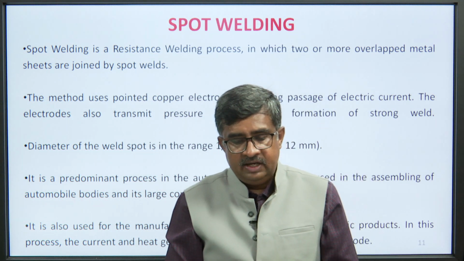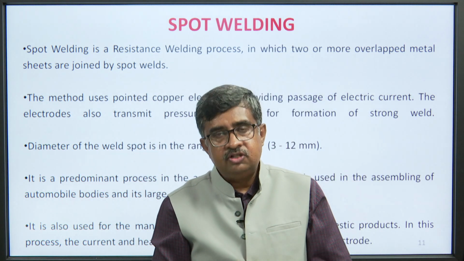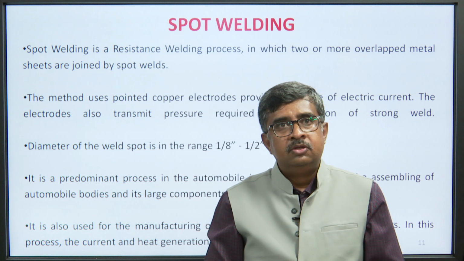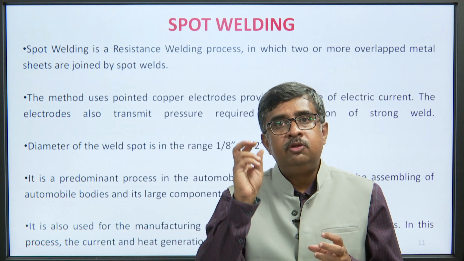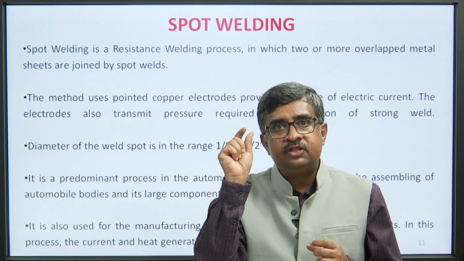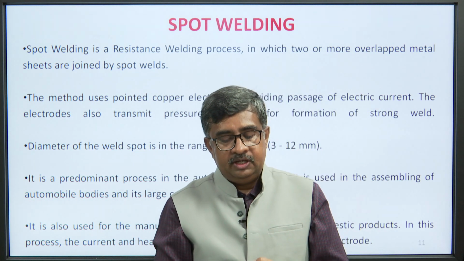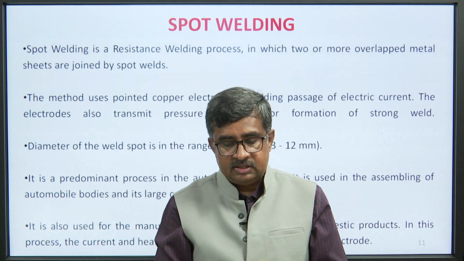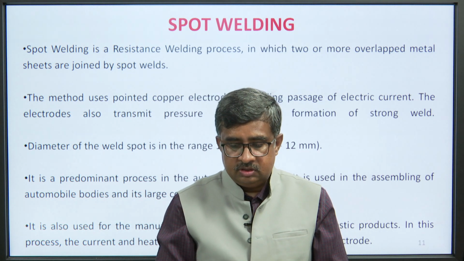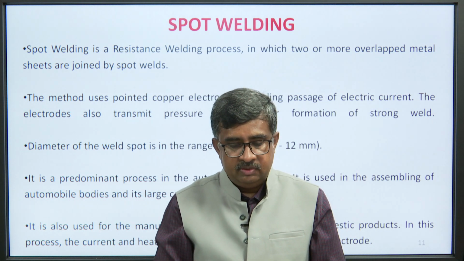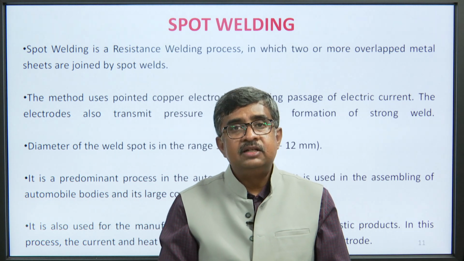The diameter of the weld spot is in the range of 3 to 12 mm. So, whatever spot you are getting will be of a size of 3 mm to 12 mm. It is a predominant process in the automobile industry. It is used in the assembling of automobile bodies and their large components.